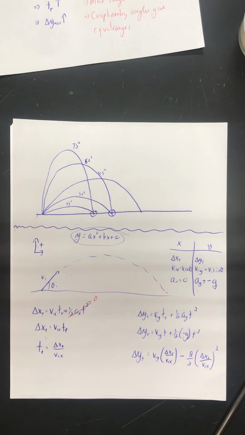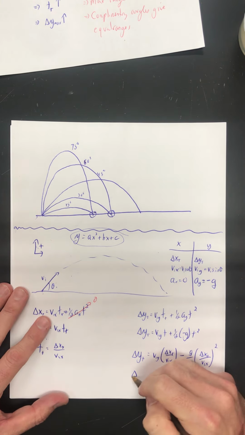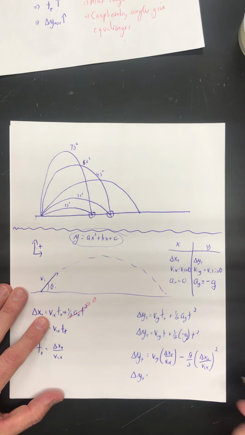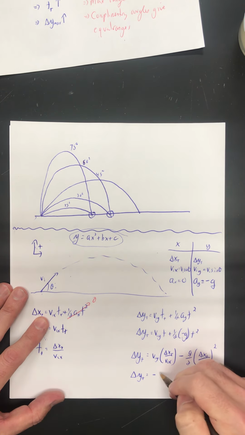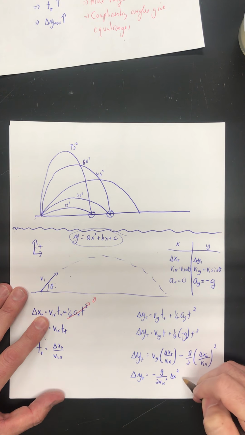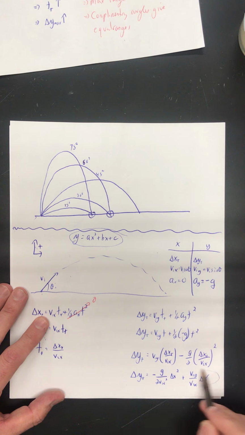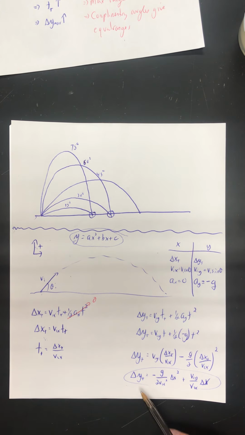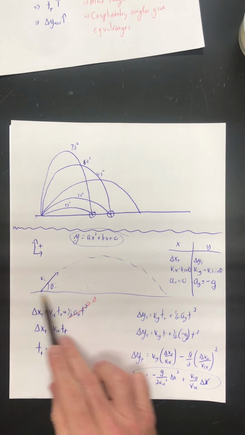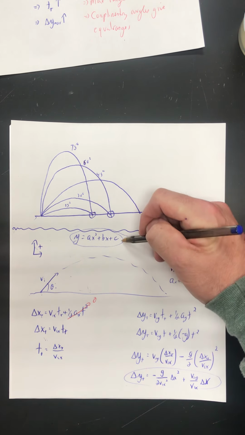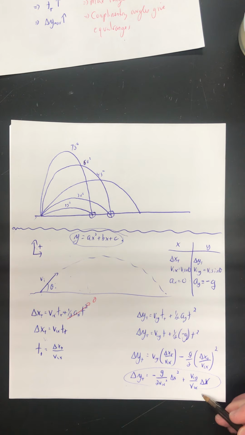When we put this out there, I get delta Y total is equal to, and I'm just going to reorganize the terms, the squared term first: negative G over 2 VIX squared times delta X squared, plus VIY over VIX delta X. If I look at that equation, that says that at any given time, the y displacement is equal to whatever the x displacement is times some constants. That's the same structure as the general parabola. I've got an x squared term, I've got an x term.